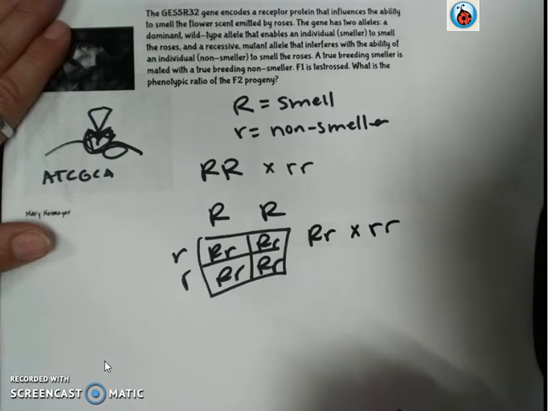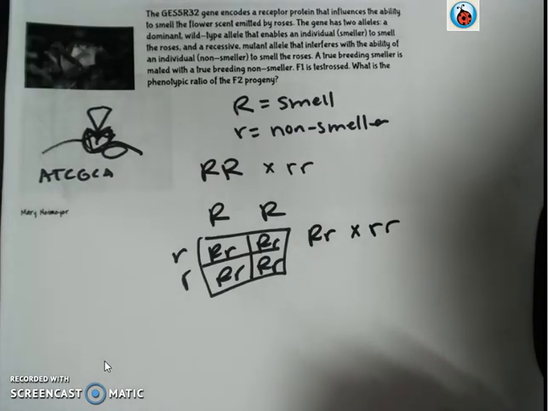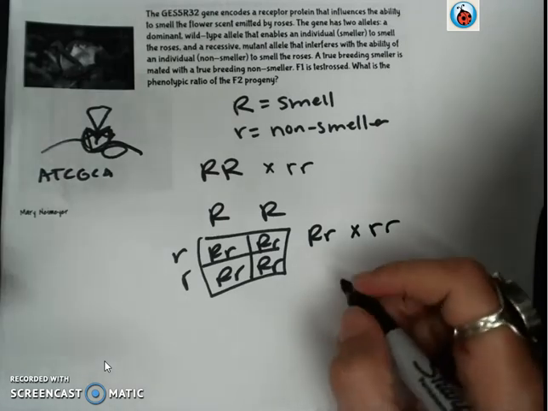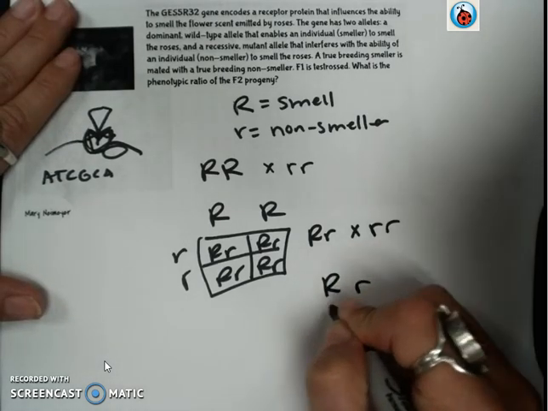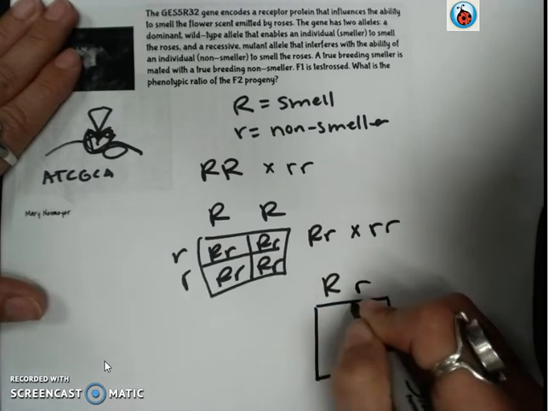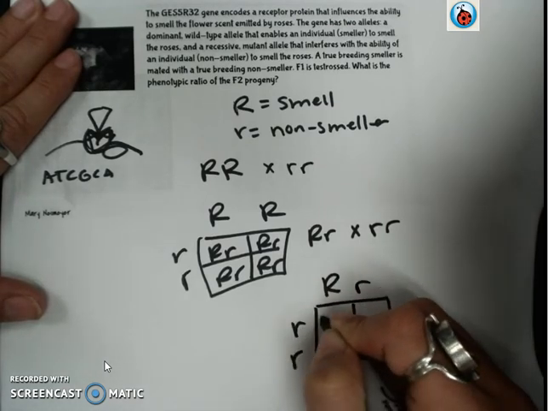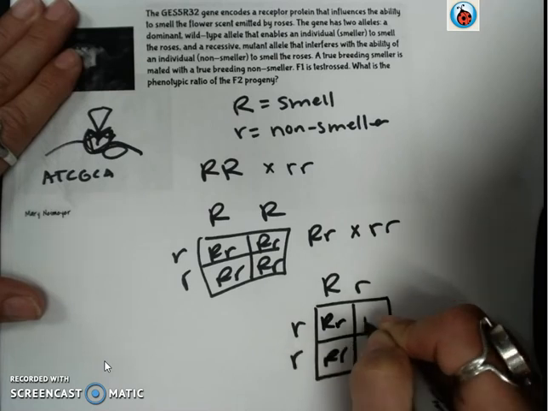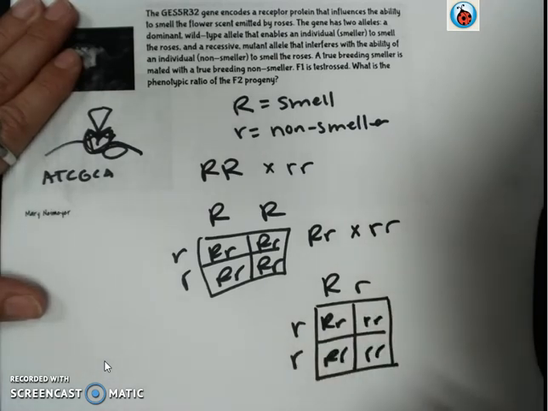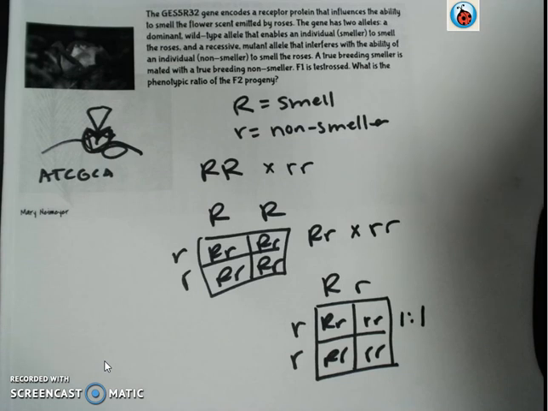It asks for the phenotypic ratio of the F2 progeny. Progeny means offspring. So let's go ahead and do the cross of the F1 hybrid and a test cross individual. And we find that the phenotypic ratio is 1:1, or 50%. So every time they have an offspring, there's a 50% chance they'll be able to smell the roses and a 50% chance that they won't.